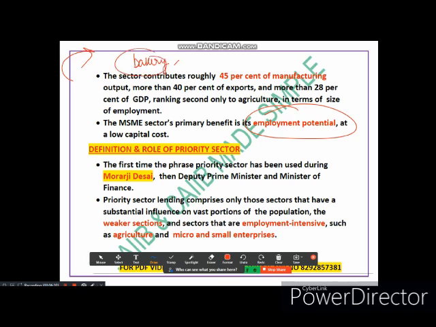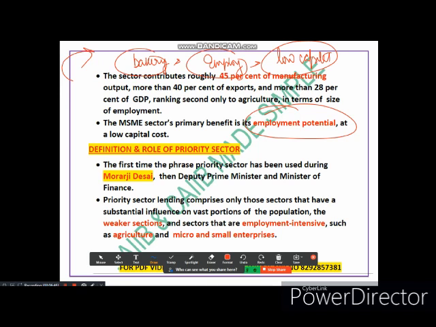Starting a small bakery does not require a massive amount of capital as compared to setting up a large scale manufacturing plant. However, this small bakery can still employ several people. The bakery's low capital investment allows it to operate profitably while providing employment opportunities to individuals in the local community.